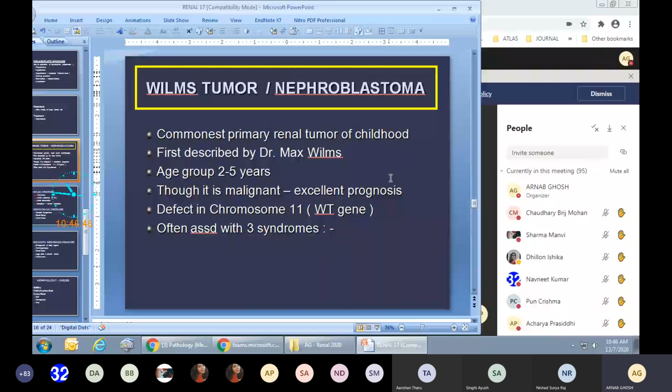Some defect will be there in a gene that is known as WT gene. WT stands for Wilms tumor. So Wilms tumor gene, which is situated in chromosome 11. So all these points are important. Again, I am repeating, this is nephroblastoma or Wilms tumor.